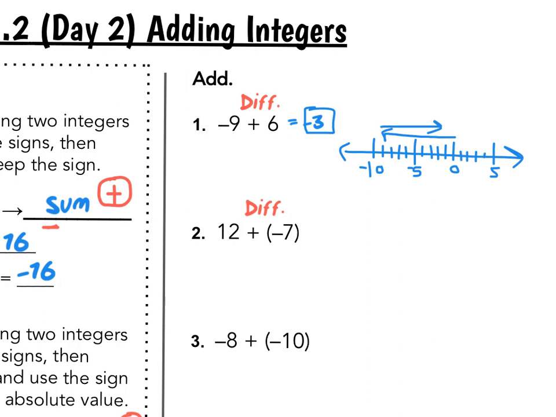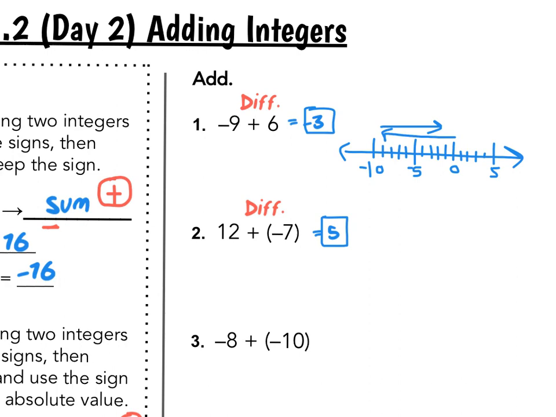So write difference at the top, and then you would subtract the two numbers and take the sign of the greater absolute value. So here the greater absolute value is 12, and that's positive. So then write positive 5.